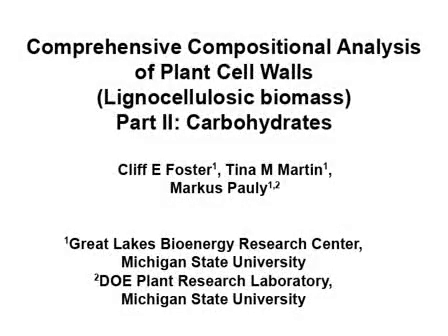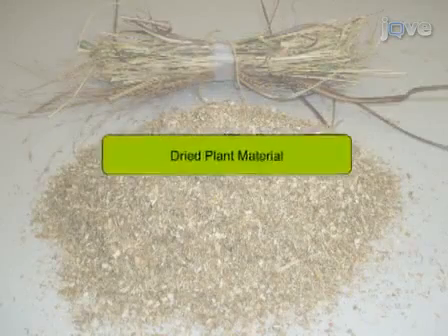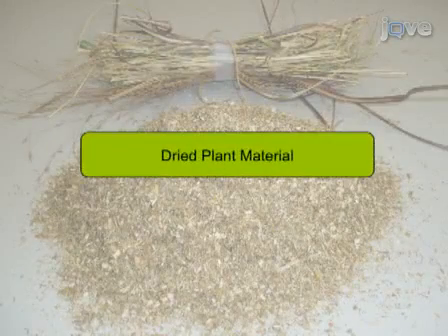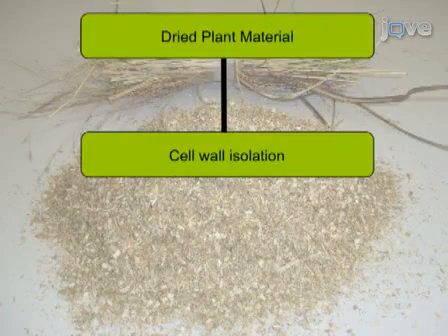Determining the matrix polysaccharide composition and crystalline cellulose content of plant cell walls starts with dried plant material, which is subjected to various extractions. The resulting material consists of cell walls only and then is split up.